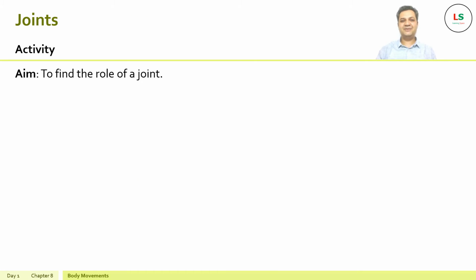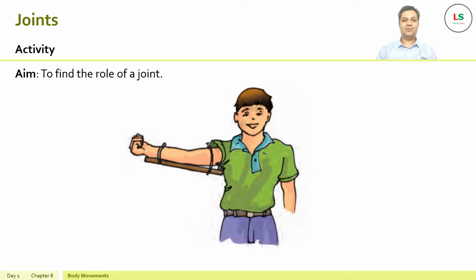Here we have an activity with the aim to find the role of a joint. If we place a scale such that the elbow is directly in the center and try to bend the elbow, it does not happen. You must have noticed that we are able to bend or rotate where 2 parts of our body seem to be joined. These places are called joints. Like we have the elbow, shoulder, neck. Joints allow movements which otherwise would have not been possible.